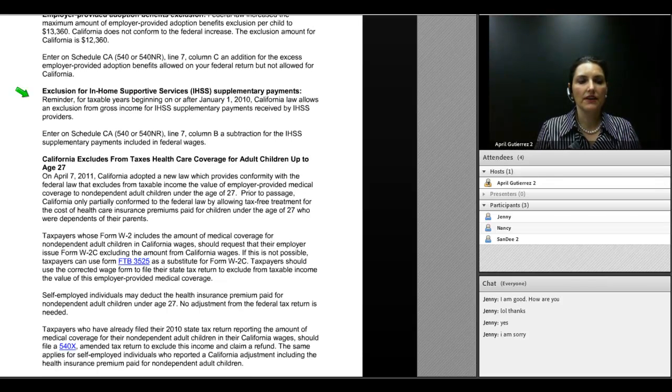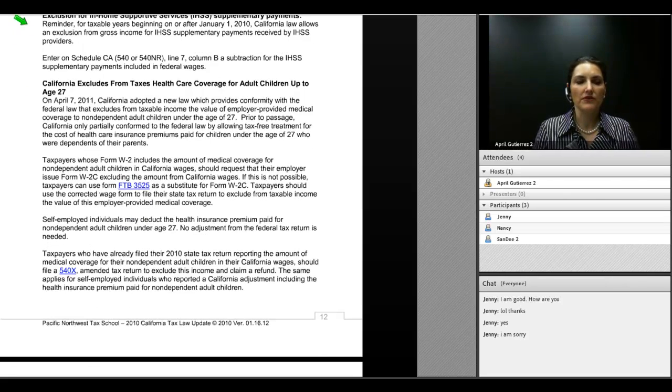Also, in 2010, a new law came into being in California, and this is just a reminder about that. It refers to the exclusion for in-home supportive services, or IHSS supplementary payments. California law allows an exclusion from gross income for IHSS supplementary payments received by providers. And if you are such a provider, then you would enter an adjustment on line 7 in column B and claim a subtraction for those tax-free assistance payments.